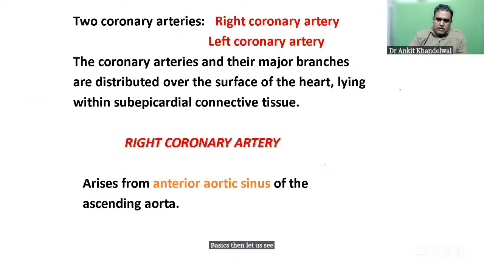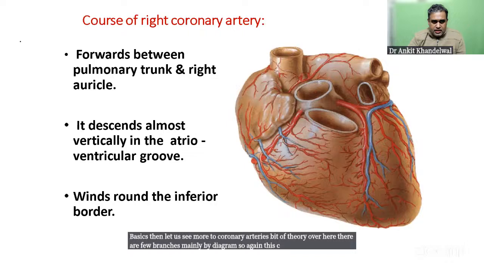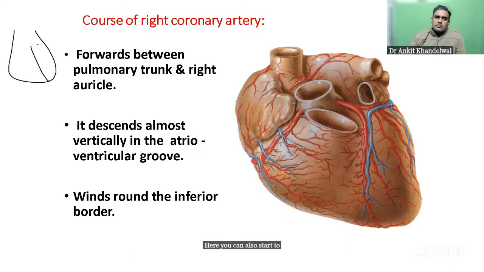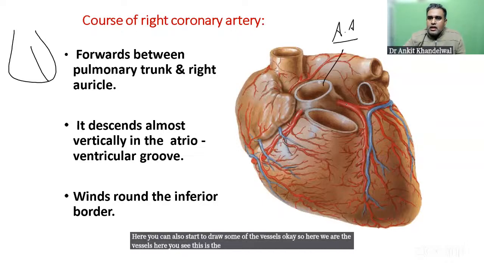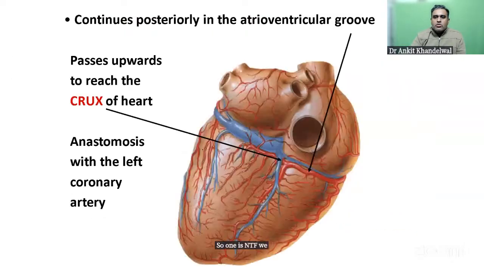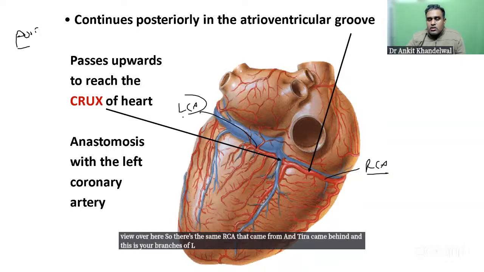Two coronary arteries, a bit of theory over here. There are a few branches, mainly by diagram. So again, this same heart diagram, as I said in the beginning, where we used to draw the apex and base and grooves, here you can also start to draw some of the vessels. Here you see this is the ascending aorta, and this is the LCA, the left coronary artery, and that is the RCA, the right coronary artery. So this is the anterior view, and let me show you one more view, that is a posterior view over here. This is the same RCA that came from anterior and came behind, and these are the branches of LCA going on the left side.